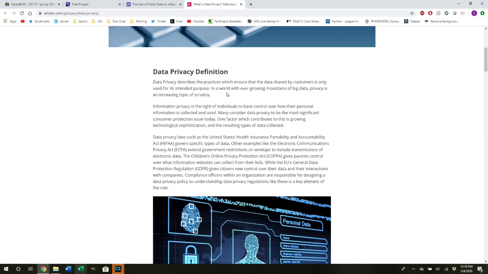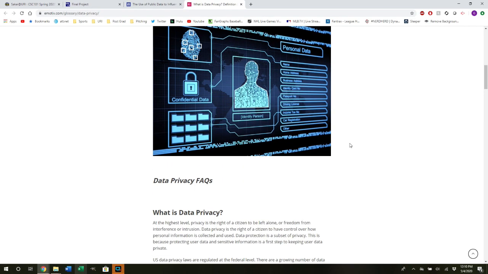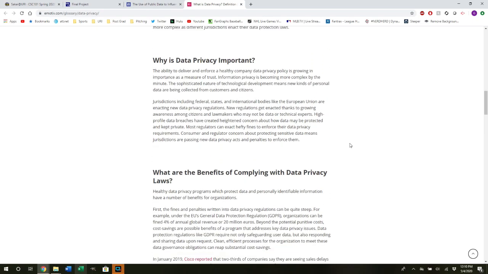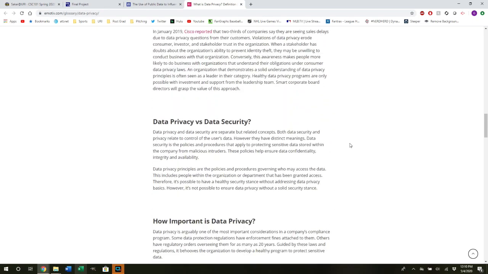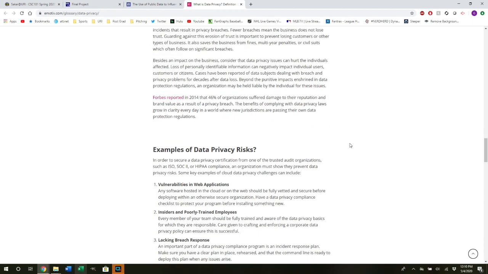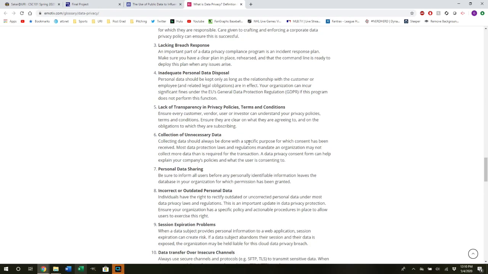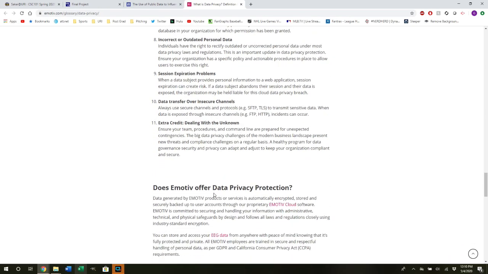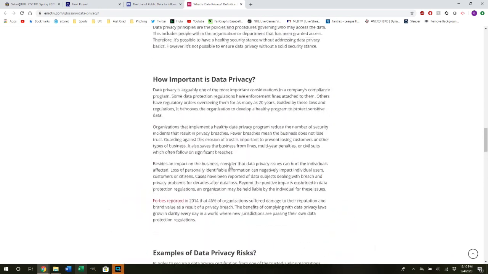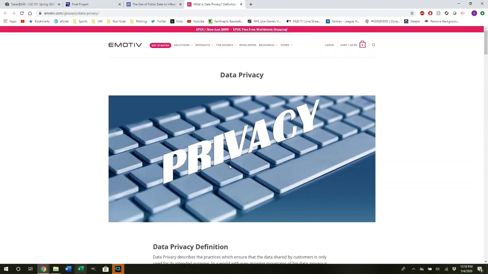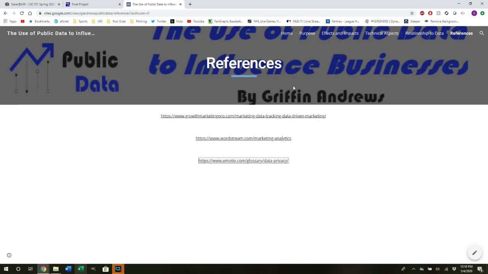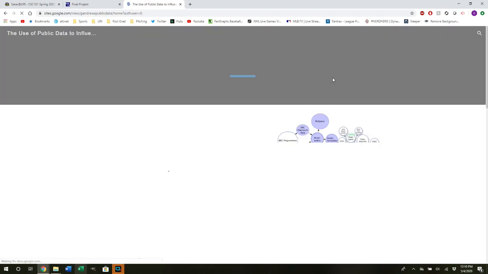Like it says right here, in a world with ever-growing mountains of big data, privacy is an increasing topic of scrutiny. Like I just brought up, it says within this article that some companies do maliciously use our data, and they're creating laws now to make sure that that doesn't happen. Like I said earlier, Facebook has been in the news lately for doing that. There's a whole bunch of laws written out in bullet points here, and there's a lot that has to do with staying safe in the world where all of our data is tracked. So yeah, that'll basically do it for my website here.